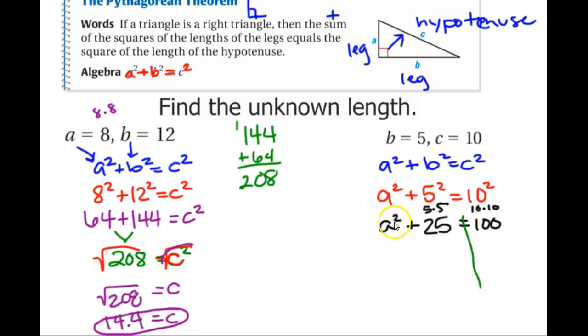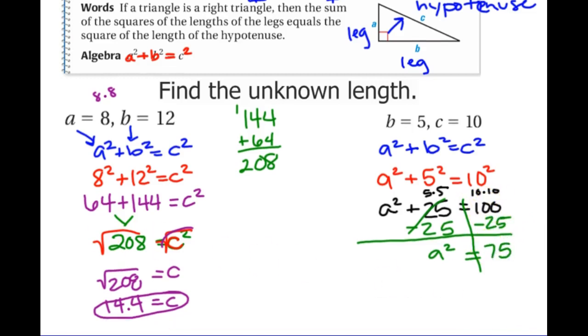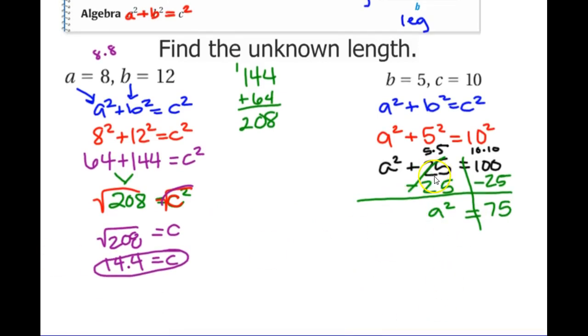So we're going to solve this. We want to get a all by itself. So I'm going to subtract 25 over to the other side. And we have a squared equal to 100 minus 25. Well, if you have $1 and you subtract 25 cents, we're left with 75 cents, or 75. And then last, to get rid of the square, we need to take the square root. Whatever you do to one side, you have to do to the other. So those cancel, and we have the square root of 75.